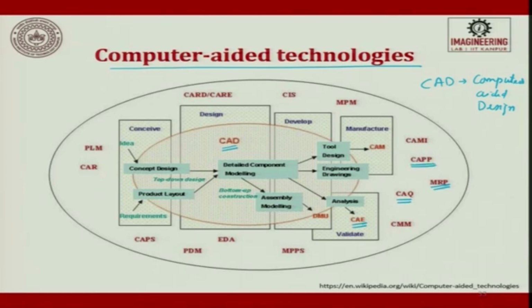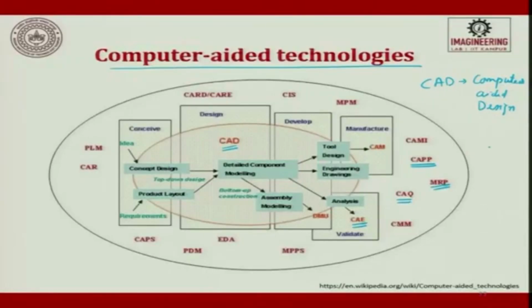Computer aided process planning. See, in manufacturing nothing is a unique route. For making a product there are multiple routes, so multiple processes are involved. For example, if I want to make a shaft, if I need only one shaft, I cast it. If I need 10 shafts, I machine it.